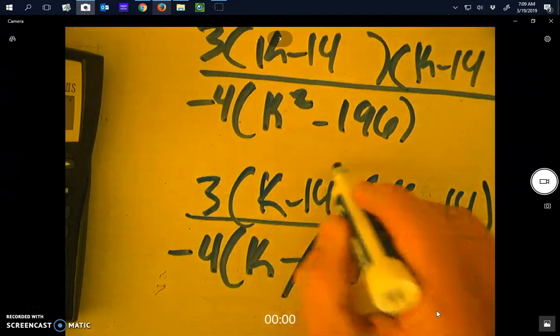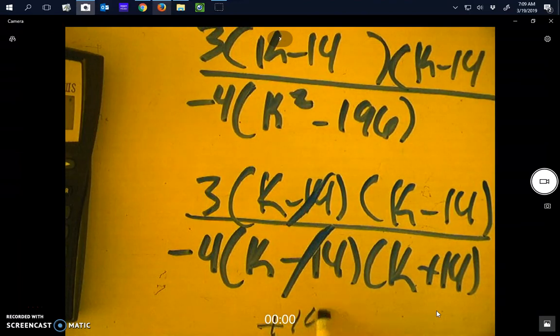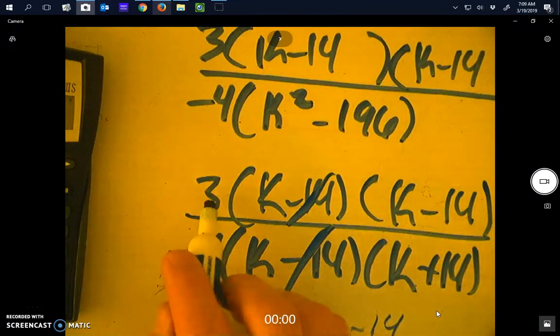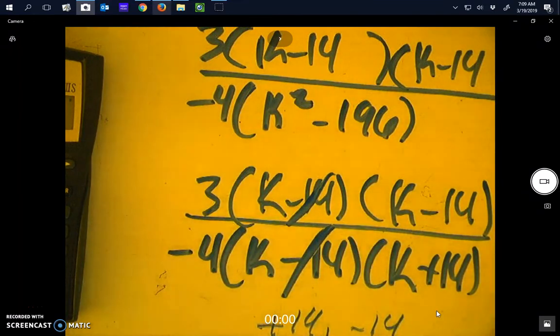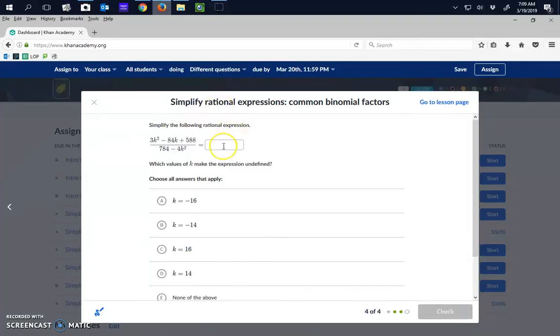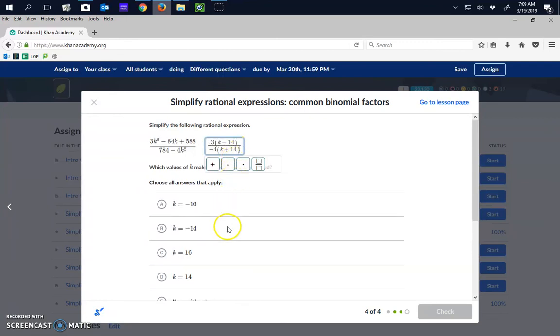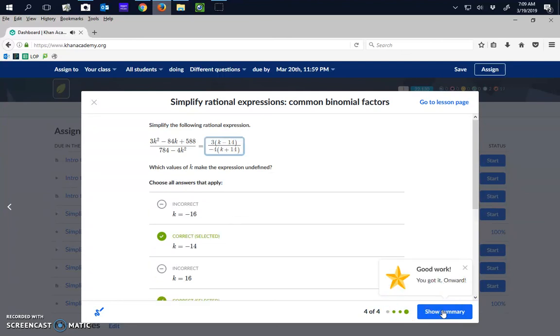All right, cross out k minus 14. So let's not forget that excluded value, which is positive 14. And we have negative 14 over here. And our final answer is 3 times k minus 14 over negative 4 times k plus 14. So let's check that. All right, positive and negative 14. And it's right. There you go.